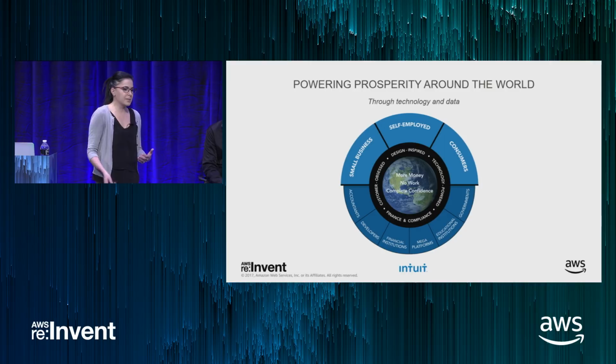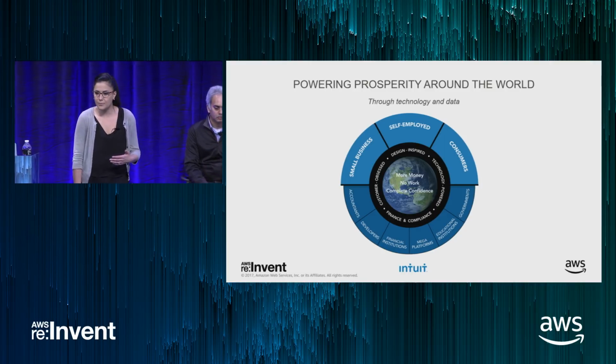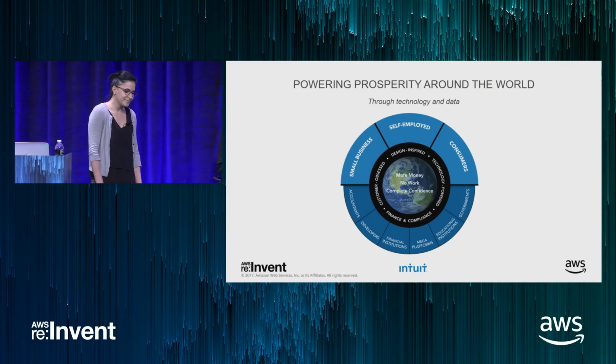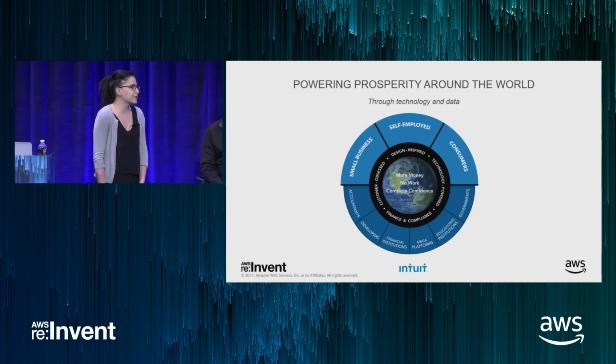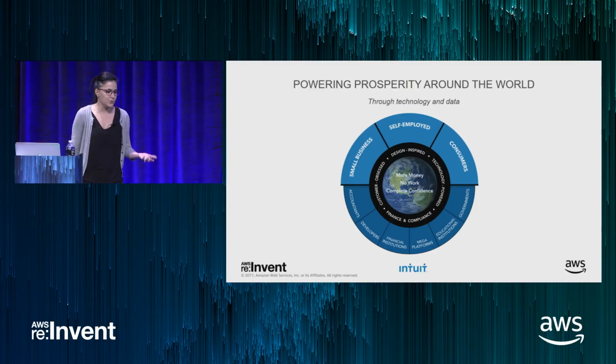We realize that people don't necessarily want to be spending their time on their taxes and their books, so we want to return their time back to them so they can spend it doing things they'd like to do. And then the last thing is giving people complete confidence that their taxes and books are done correctly. And we see data and data science playing a huge role in this mission.